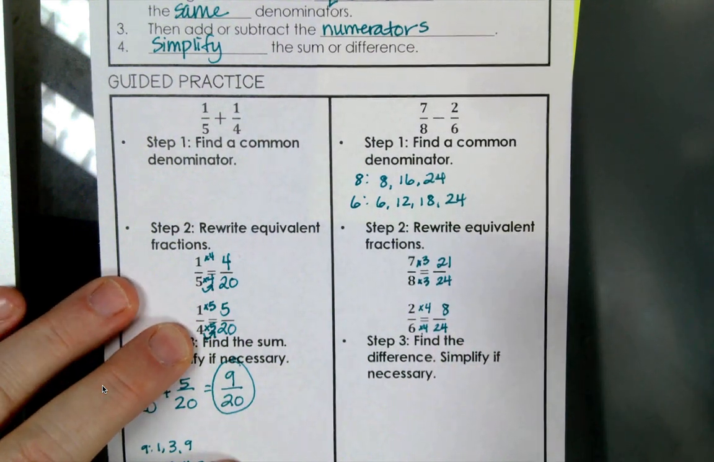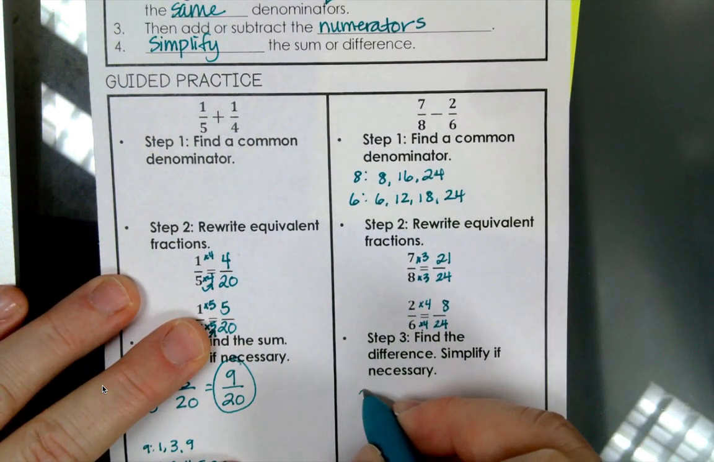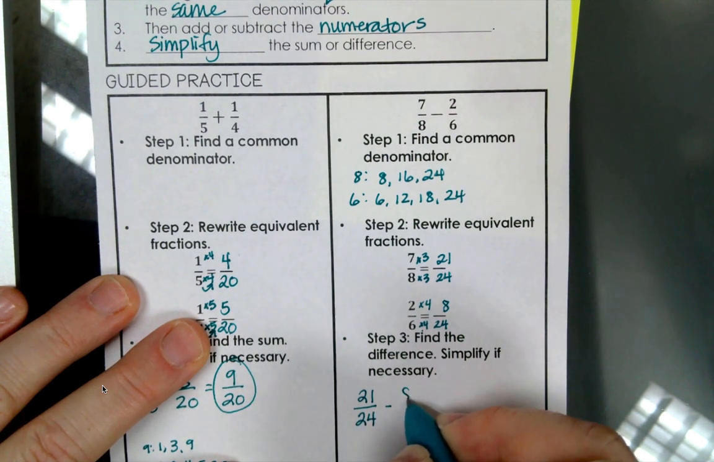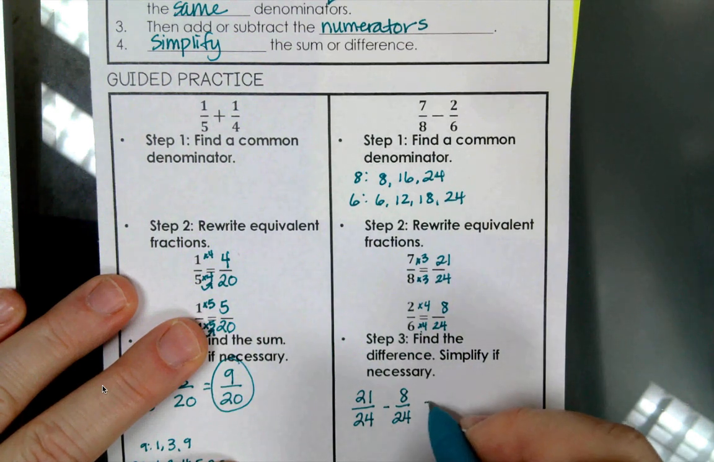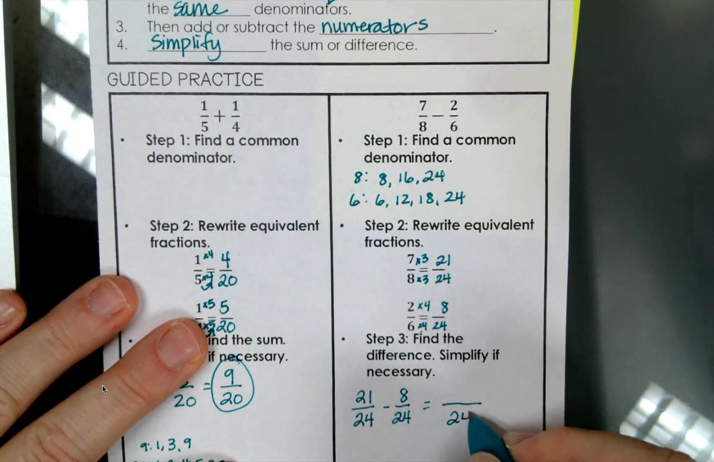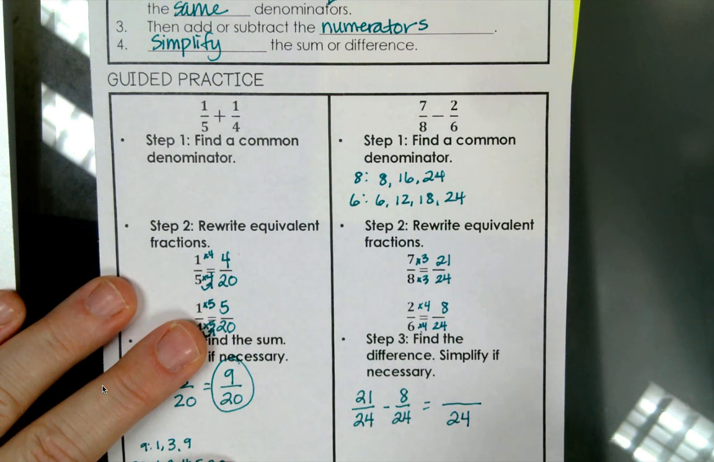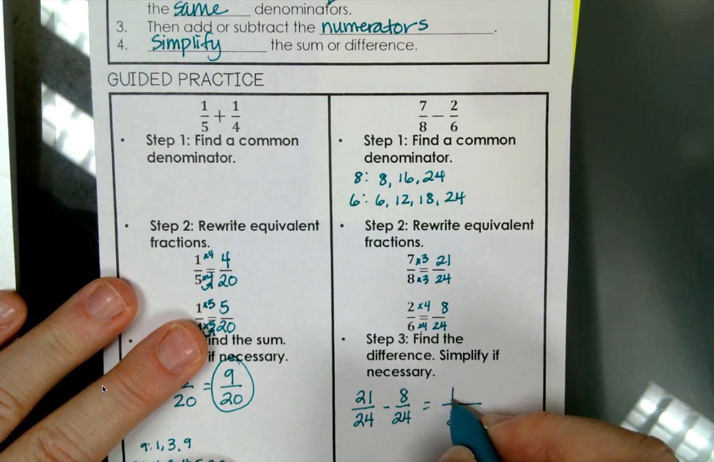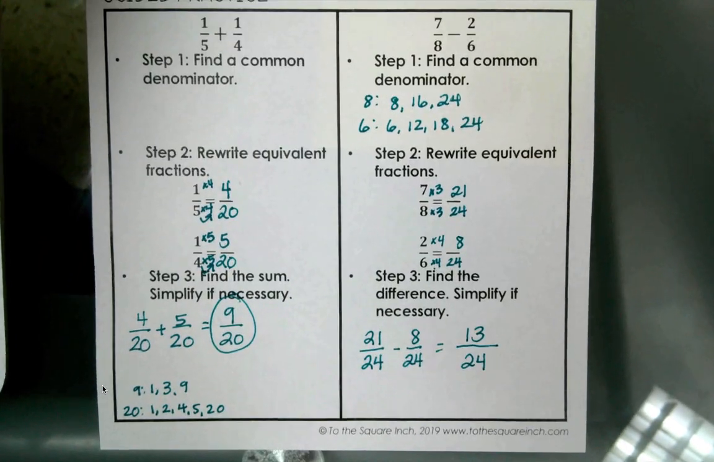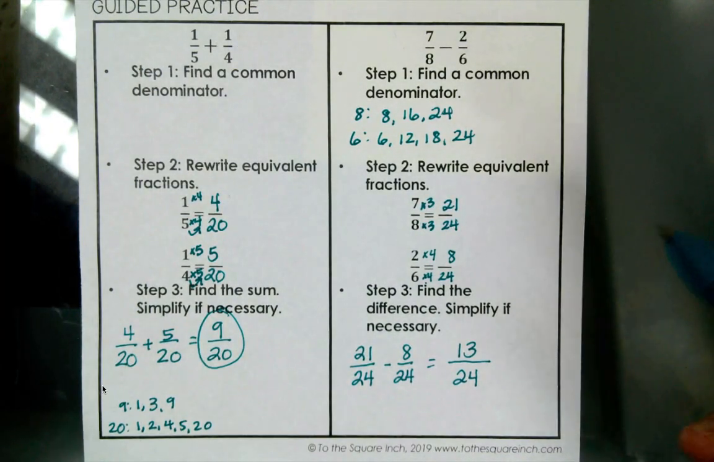And now I need to find the difference. So 21 24ths minus 8 over 24. Okay, so remember, my denominator does not change. So I'm just going to move that over. So 21 minus 8 is 13. And again, when you simplify, you've got to divide by the greatest common factor.